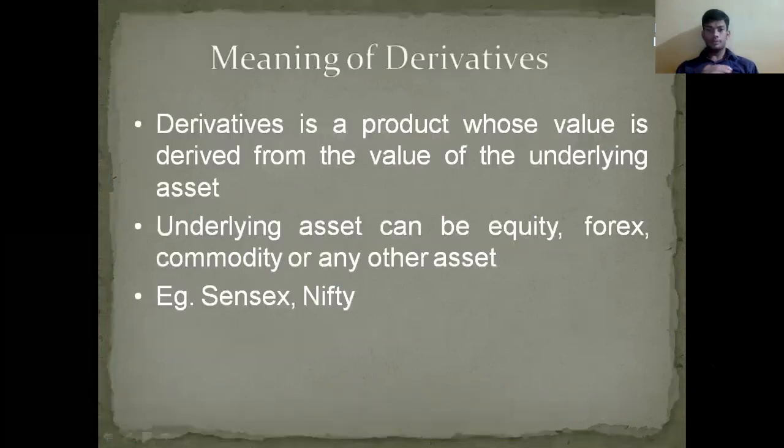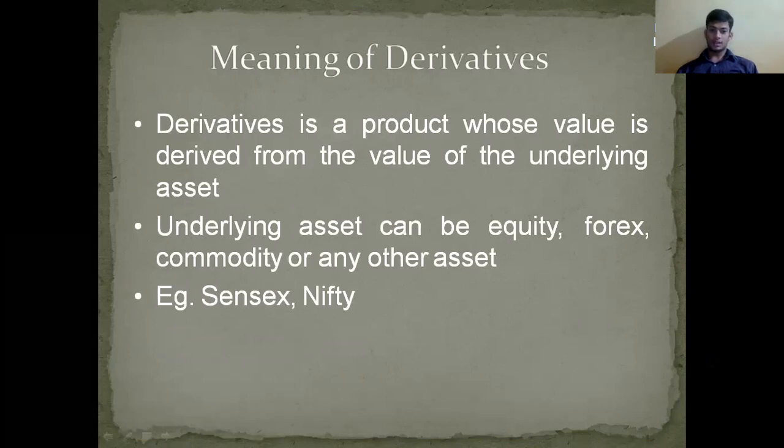So what is a derivative? A derivative is a product whose value is derived from the value of an underlying asset. It means if you want furniture, then wood is compulsory. If you want the best food, then groceries are compulsory. A derivative is a product that depends on another asset and with which we make money. Underlying assets can be equity, forex, commodity, and other assets.